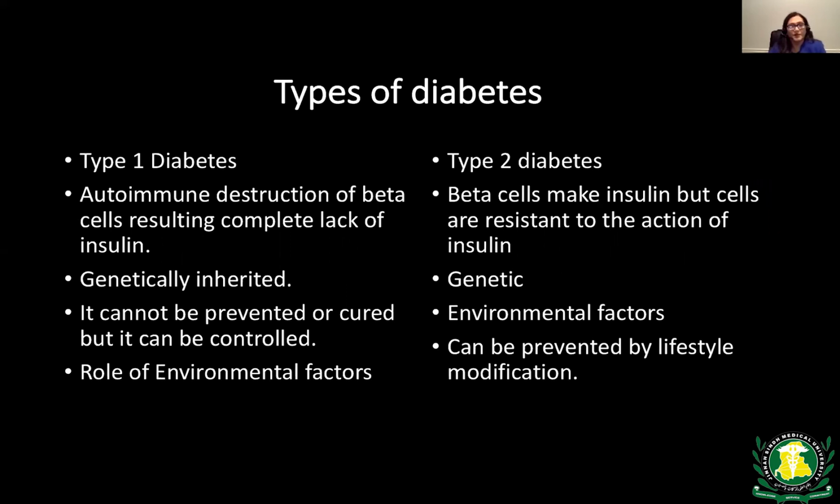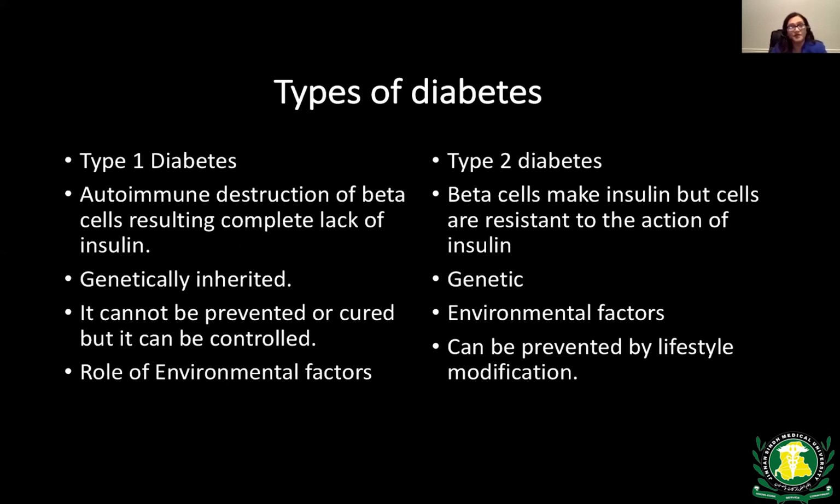So broadly, we classify diabetes into type 1 and type 2 diabetes. Type 1 diabetes is autoimmune mediated. There's autoimmune destruction of beta cells resulting in complete lack of insulin. It is genetically inherited. It cannot be prevented or cured, but you can control it. And there is some role of environmental factors too.